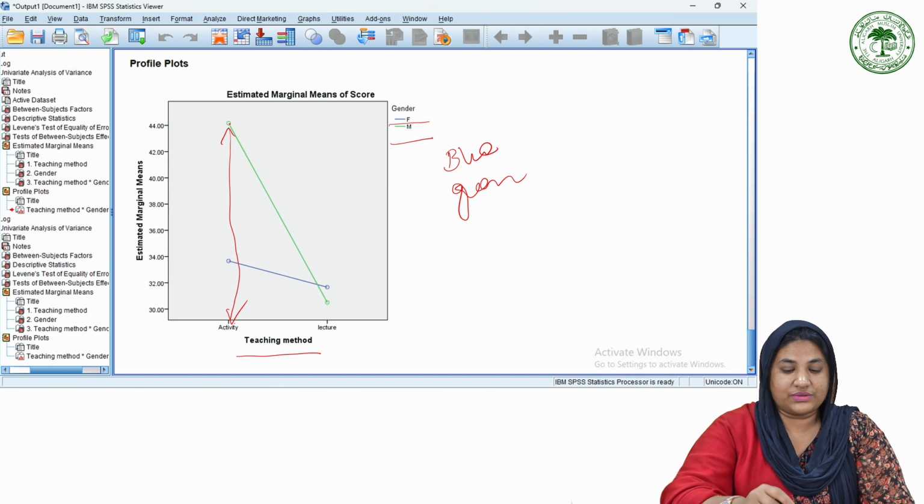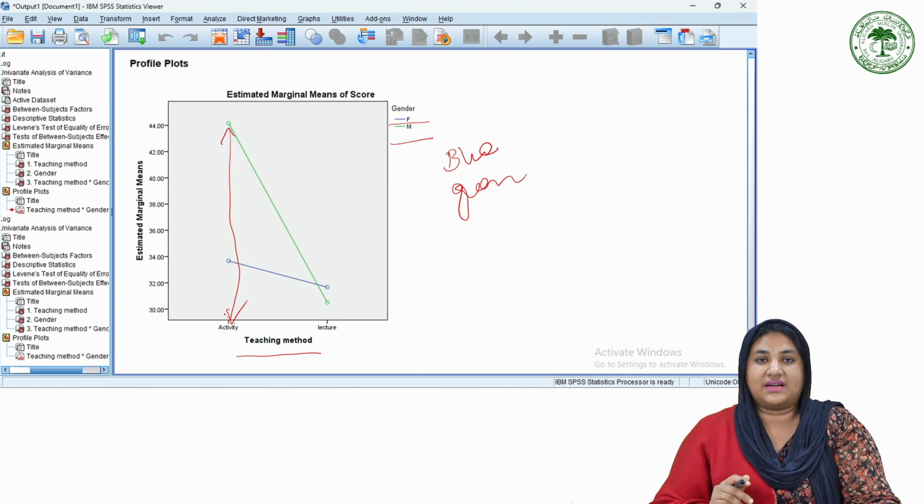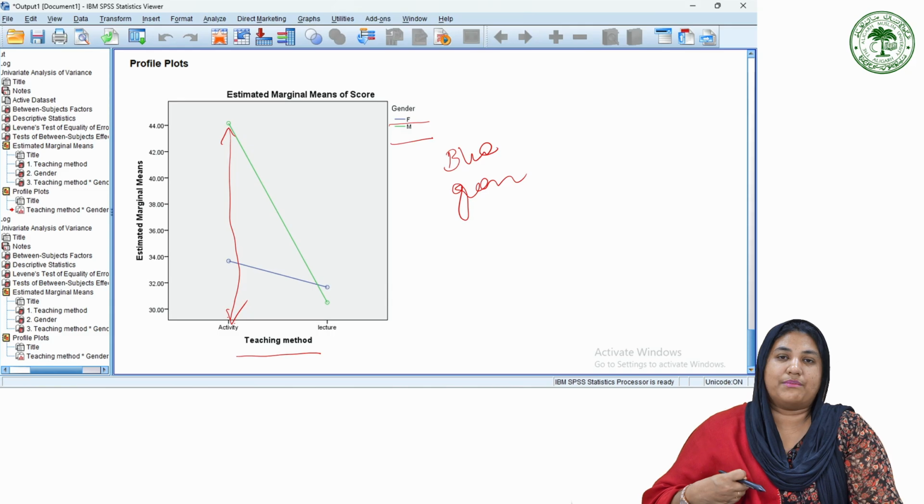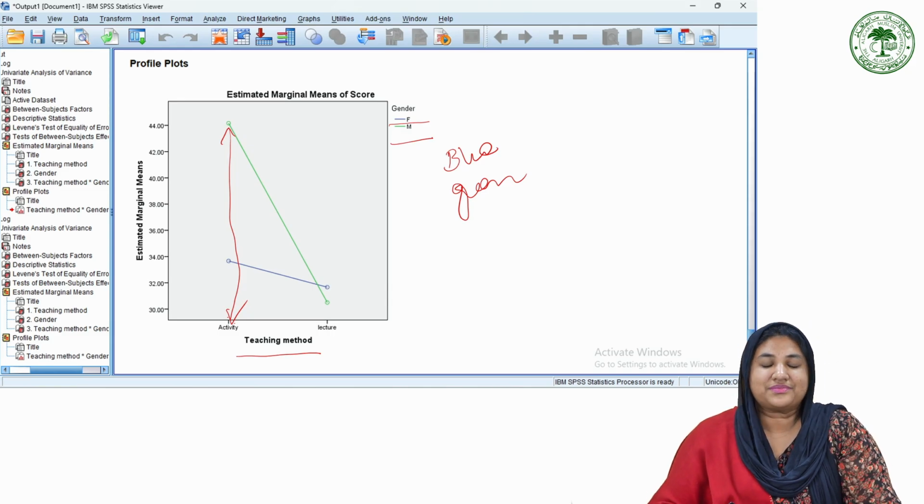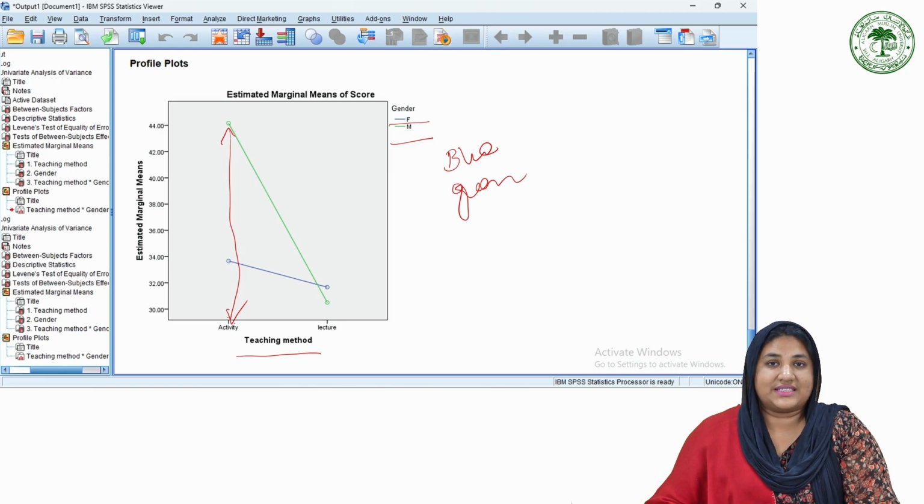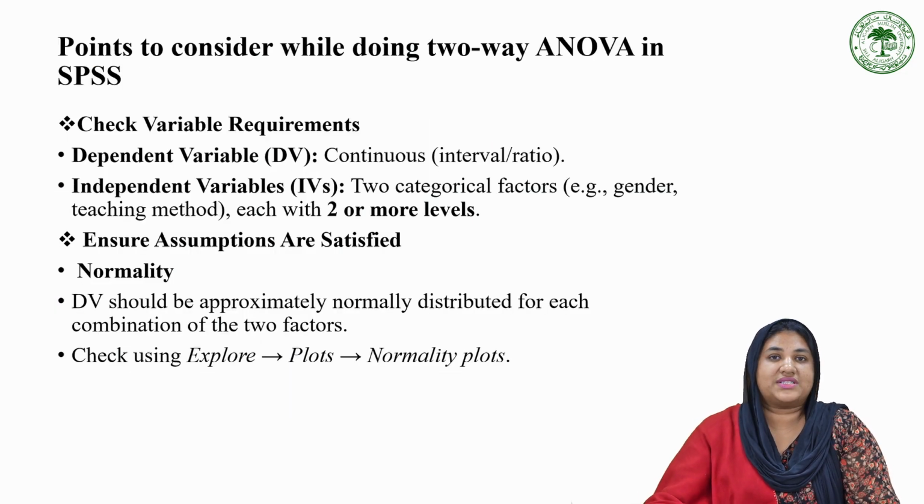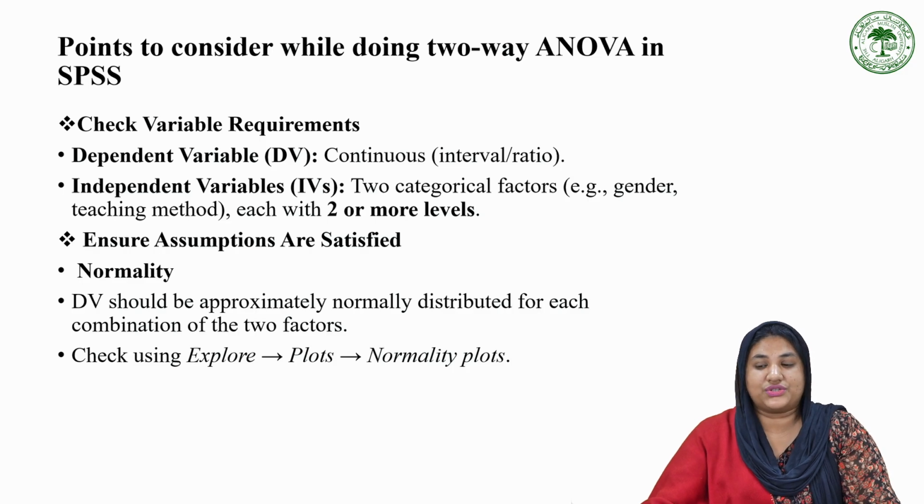That means the males who have gone through the activity method have performed far better compared to the others. So this is the general description of two-way ANOVA that I have given you step by step. I hope it is clear to you. Now we will look into certain points to consider while doing two-way ANOVA in SPSS.